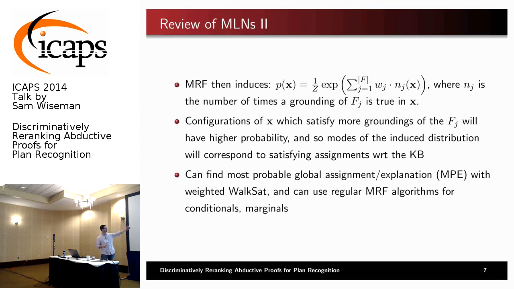So assuming my weights are positive, then if Nj is bigger, there's more mass for that. That's the idea. And so what you get is that the modes of this induced distribution correspond to the satisfying assignments with respect to the knowledge base. And that's why Markov logic networks are cool.